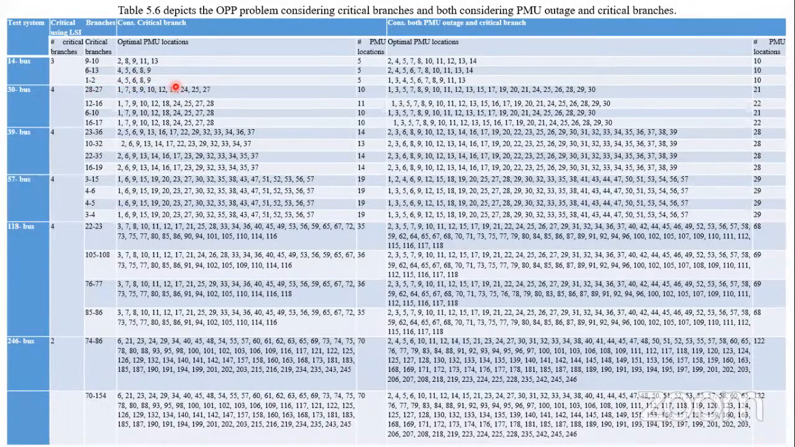If we consider line 1 2 as a critical branch, then the solution is 4 5 6 8 9. Similarly, this is for when we are considering both the PMU outage and critical branches, and the solution is in front of you. There are 10 locations here, and here it is 5 locations, and here it is 10 locations. You can see all the points.